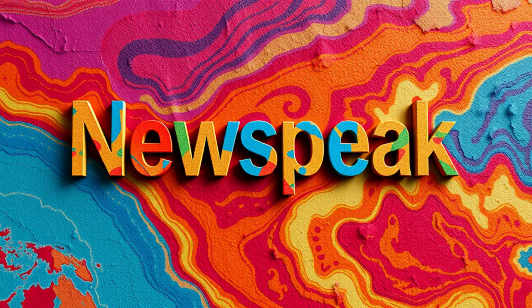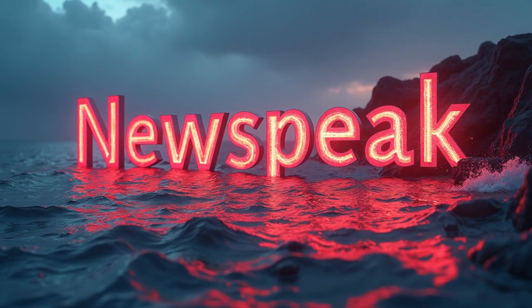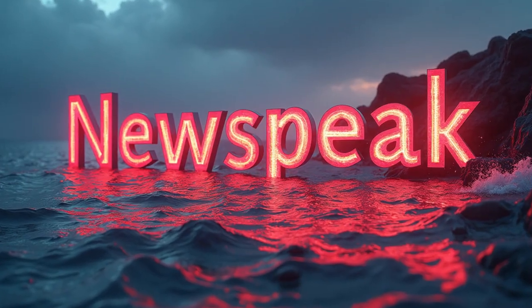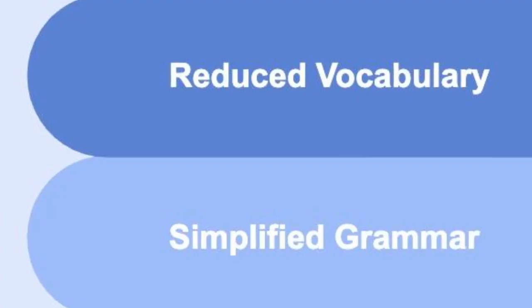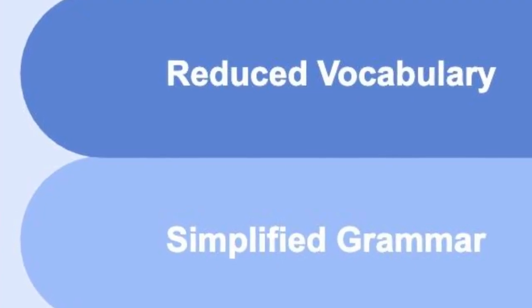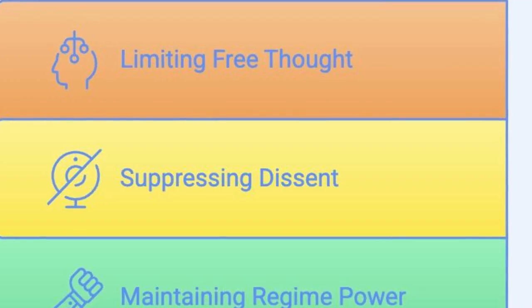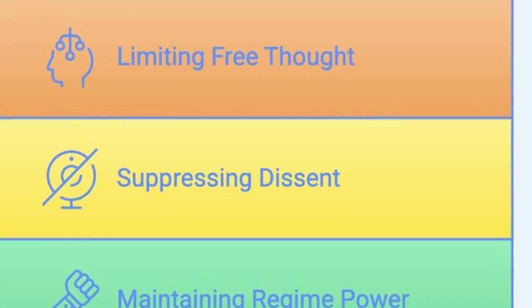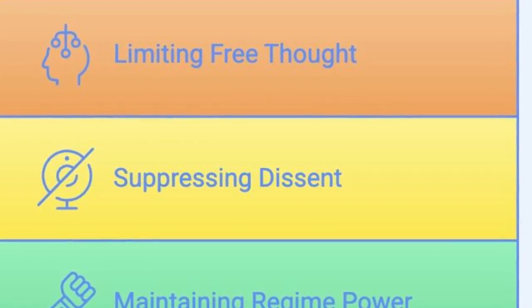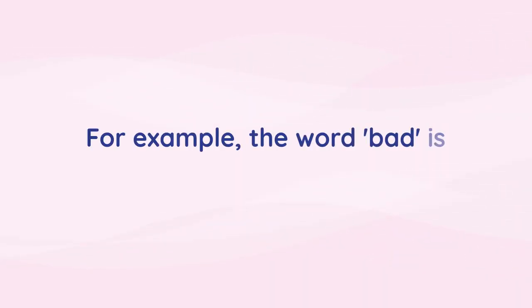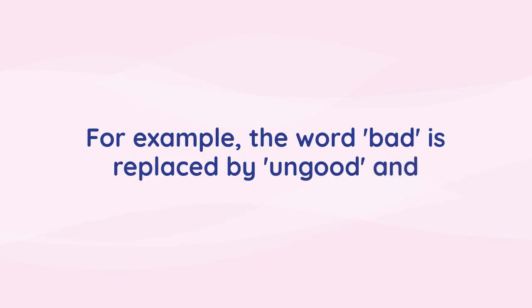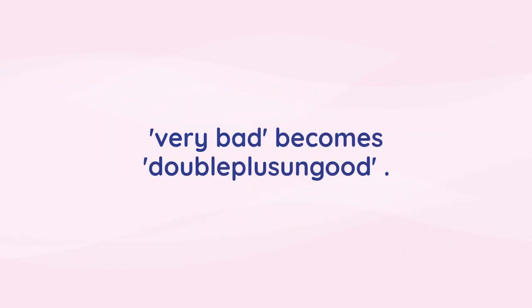One of the most innovative narrative techniques Orwell uses is the creation of Newspeak, the official language of Oceania. Newspeak is designed to limit free thought and expression by reducing the vocabulary and simplifying grammar. This linguistic control is a powerful tool of the totalitarian regime as it restricts the ability of citizens to articulate dissenting ideas. For example, the word bad is replaced by ungood, and very bad becomes double plus ungood.